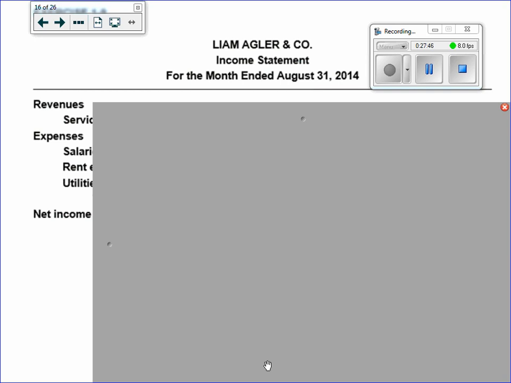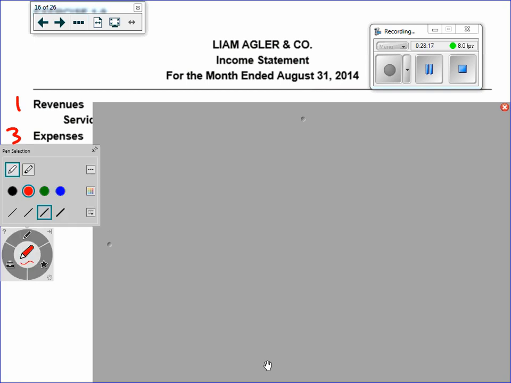Here we go. Are your lines numbered? Yes, they are. That's great. Line 1. I'd like you to write the word revenue. On line 3, I'd like you to write the word expenses. I'd like you with a highlighter to highlight what you just did.